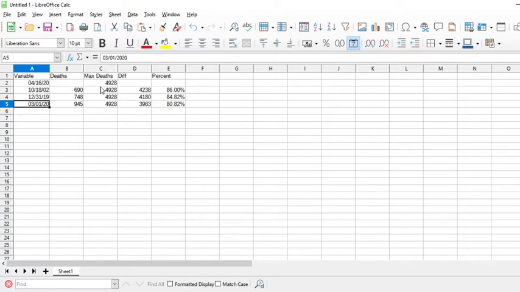So we subtract 690 from 4,928, and it gives us 4,238. Now we come over here and divide D3 by C3. This gives us the percentage decline because it's a positive number. So, based on today's deaths, deaths have decreased by 86% since April 16th.